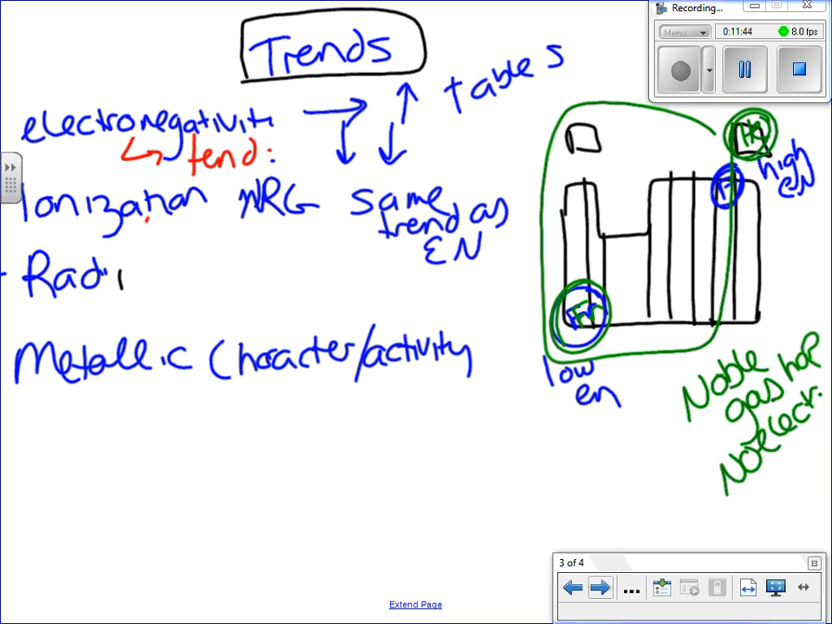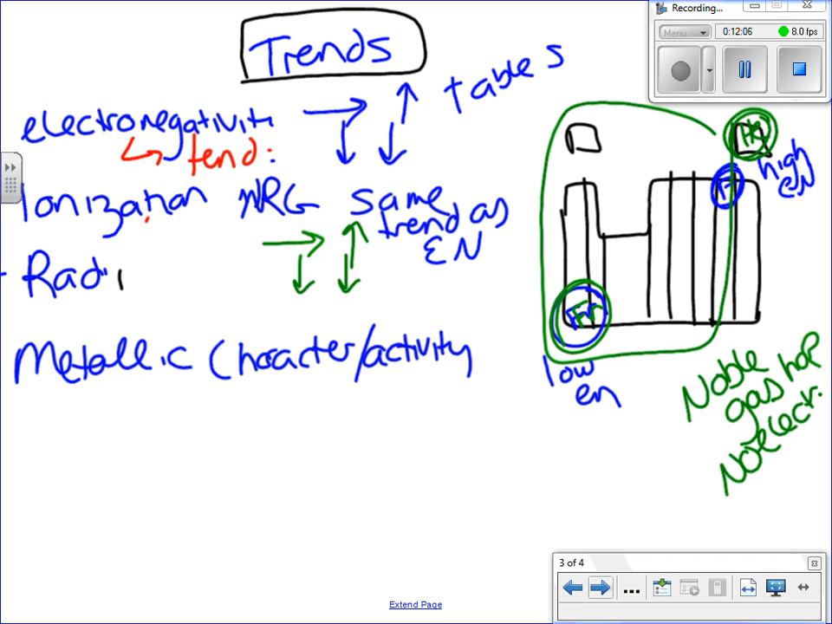It has no shields. We'll talk a little bit about shielding. It has no shields in the way, and that nucleus can hold on to those 2 electrons with a ton of power. Okay, so that's why helium has the highest. The trend is the same though, okay? As you go across a period, ionization energy goes up, and as you go down a group, ionization energy goes down.